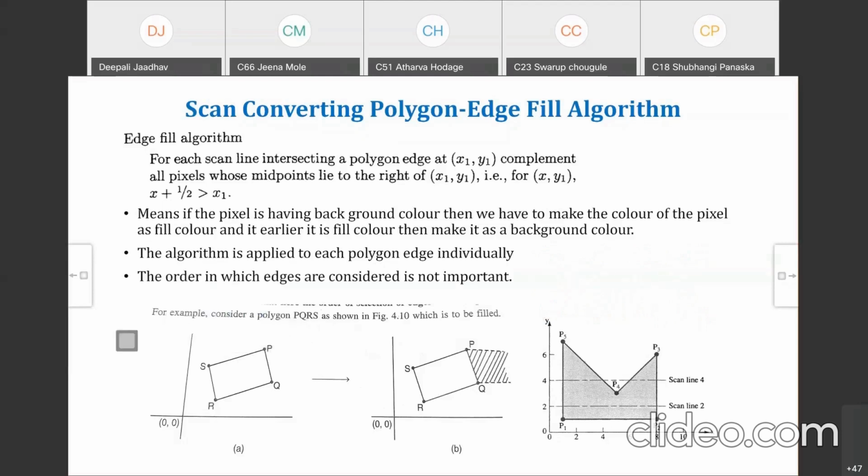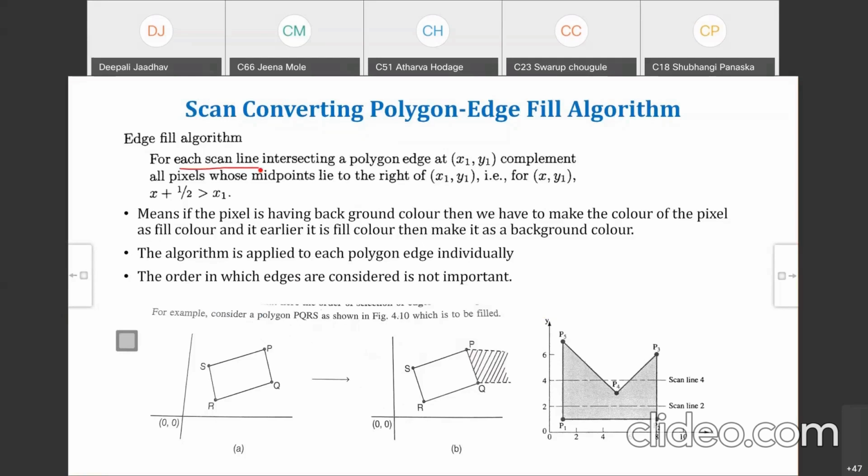Okay, so first the algorithm. It's a simple algorithm, only a one-line statement. What is the algorithm? For each scan line intersecting a polygon edge. Means these are the scan lines.